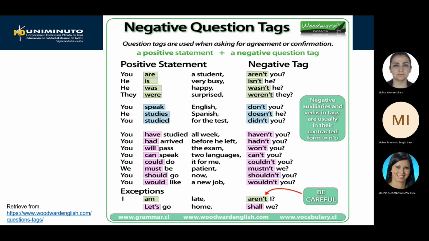And don't forget that we have to keep coherence: if I'm talking in the statement with the verb to be, I have to do the question tag with the verb to be. You are a student, aren't you? He was happy, wasn't he? So it has to be in accordance, a concordance between the grammatical aspect, if I'm talking in present, past, future, using modals. I have to use the question tag according to my statement. For example, you speak English, don't you? He studies Spanish, doesn't he? Etc. In past, here we see some examples in present perfect, past perfect, with future, and with modals. So that will be the negative question tag.